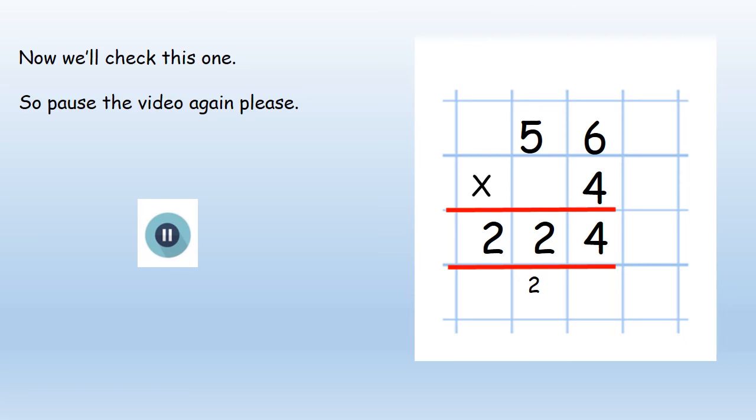And how did you get on with this one? 56 times 4. 4 times 6 equals 24, which you partition into 2 tens and 4 ones. So this time you put a 2 under the equals line in the tens column. Then 4 times 50 is 200. Don't forget to add the other 2 tens on. So that's 2 in the hundreds column, 2 in the tens column, and 4 ones making 224.